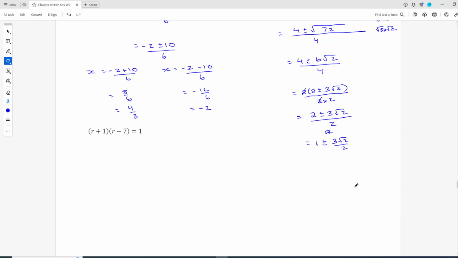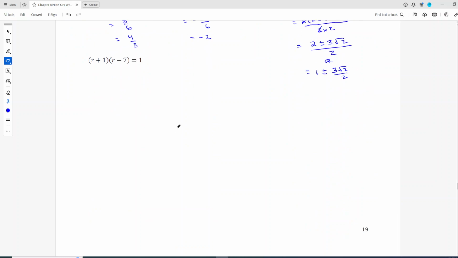All right, the last question I wanted to show is this one. To use the quadratic formula, it's just like solving by factoring. It has to be equal to 0. So the first thing we're going to do is we are going to distribute. I end up with r squared minus 7r plus r minus 7 equals 1. Then I'm going to minus the 1 from each side, and I end up with r squared, collect like terms to get minus 6r, and then I've got minus 8 equals 0.